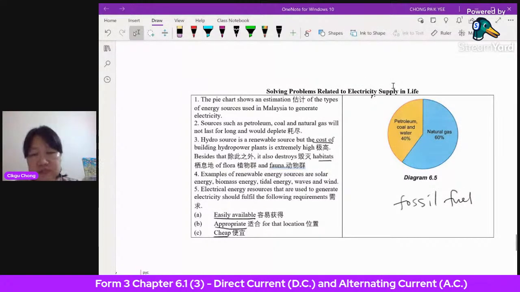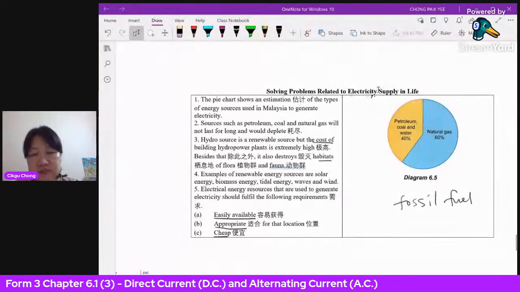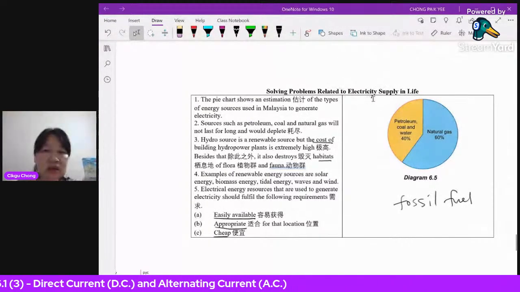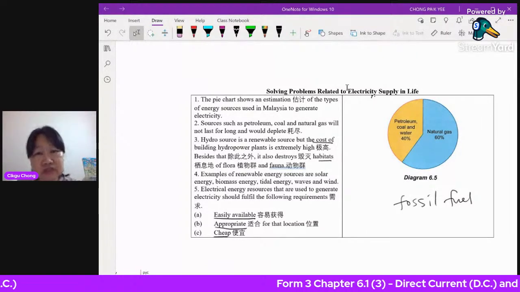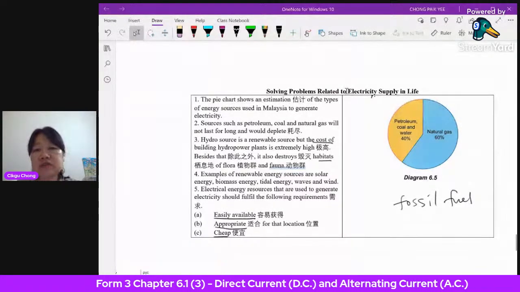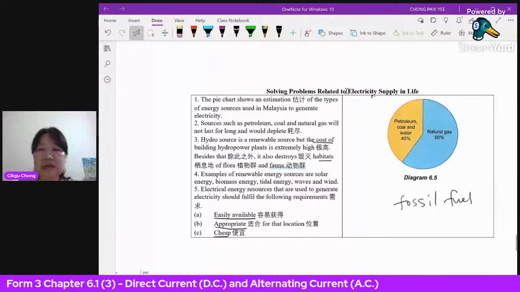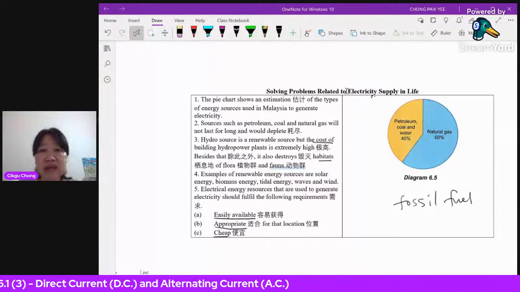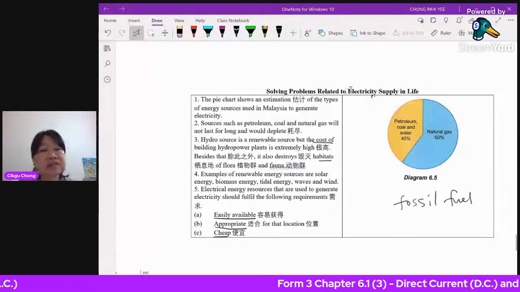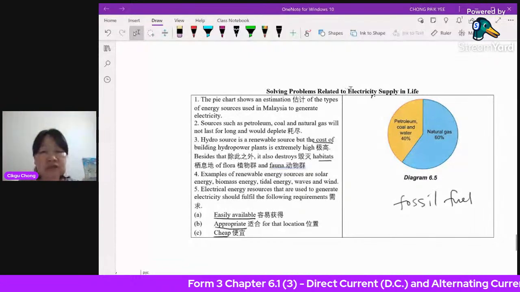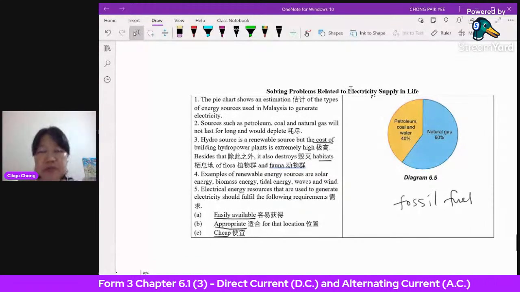In terms of energy usage, the main concern is the depletion of fossil fuel. Okay, we have been using fossil fuel since the beginning of mankind. When the caveman discovered fire, they started burning wood, right? And later on they found it's better to burn coal. Then they discovered petroleum. So since the beginning of time, all these have been used continually.